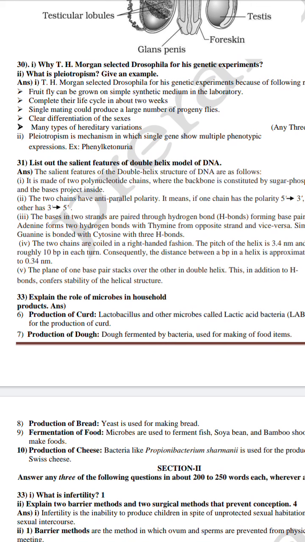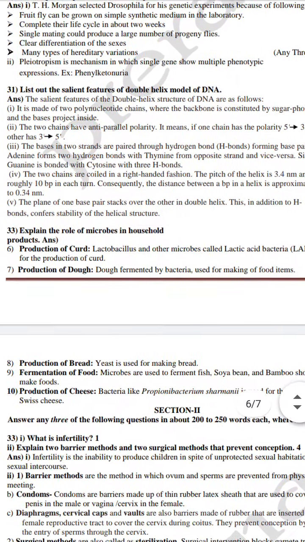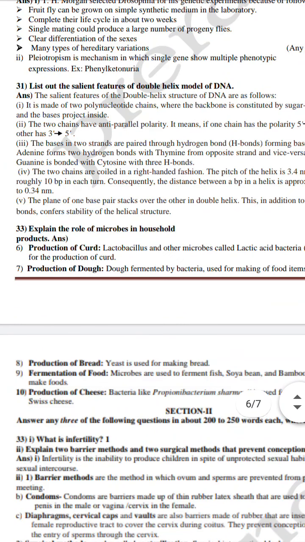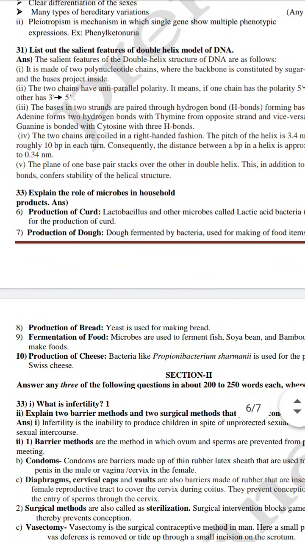Pleiotropism is a mechanism in which a single gene shows multiple phenotypic effects. So this is nothing but pleiotropism. Example, phenylketonuria. Understand? So this is also a very interesting concept. You can also go for choosing this one.